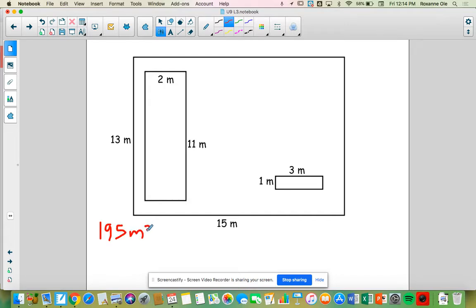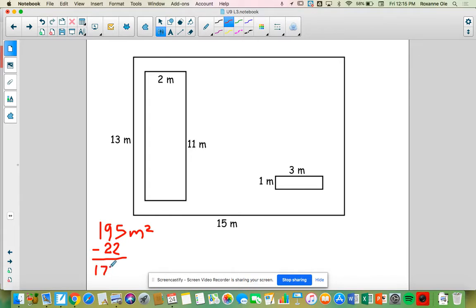But if we just said the answer was 195, that would suggest that we're putting the tiles on this shelf and we're putting the tiles on this desk, which we don't want to do. So we have to subtract the area of the shelf and subtract the area of the desk to find out how much of the floor is actually tiled. So the area of the shelf is 2 times 11, which would be what? 2 times 11 is 22. So if we took that off, we're going to get 173 meters squared.